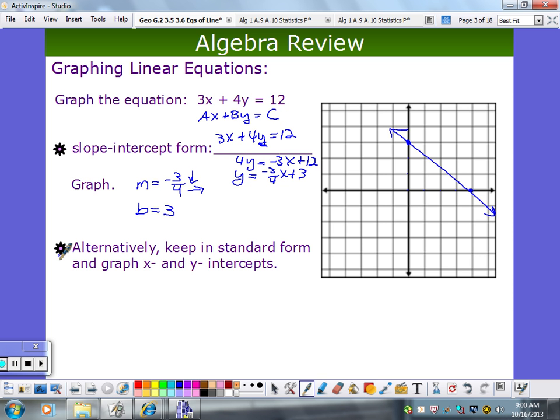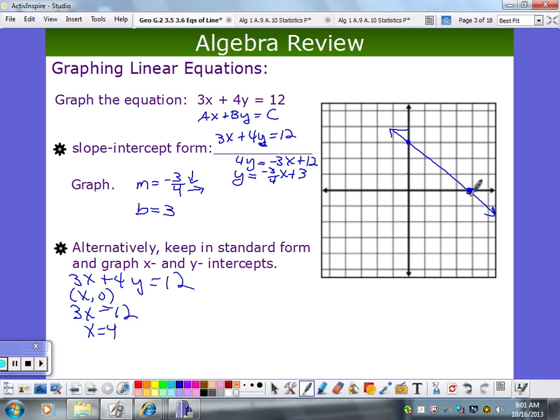So let's see. If I got 3x plus 4y equals 12, remember the y-intercept, or the x-intercept, let's start with that one. It's going to be (x, 0), right? So y is 0, because on an x-axis, the y is 0. So if I substitute in a 0 here, this goes away, and so x equals 4. So x equals 4 is my x-intercept, and it's right here.